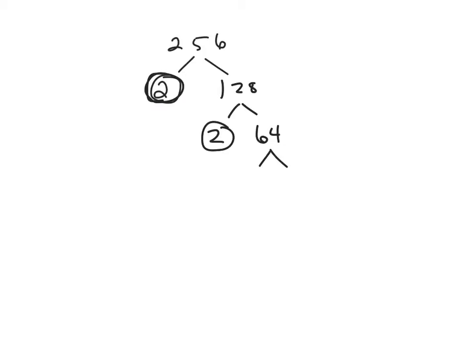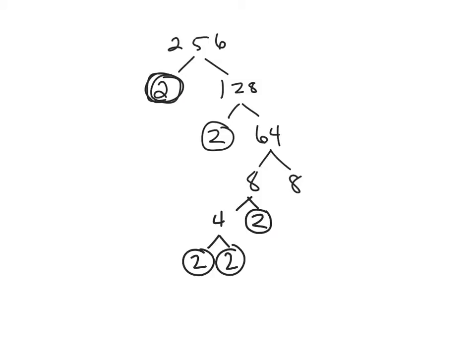Well, what's 64? Well, that's 8 times 8. Neither of those are prime, so I can't circle them, but I can factor them. So 8 is 4 times 2. 2 is prime. 4 is 2 times 2. So those are prime, so I'm going to circle them. And then I can repeat that same process for the other 8. That's 2 times 4. 2 is prime, so I'm going to circle it. 4 is 2 times 2. Those are prime, so I can finally circle them.